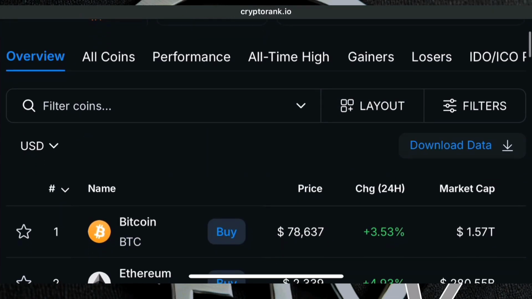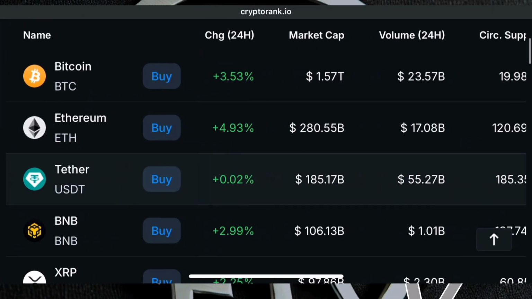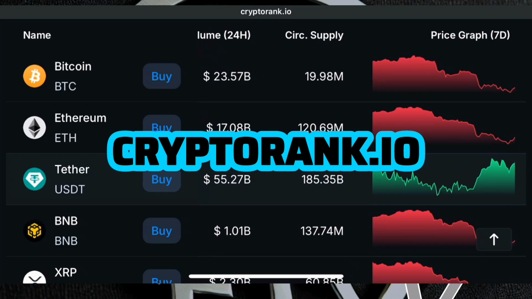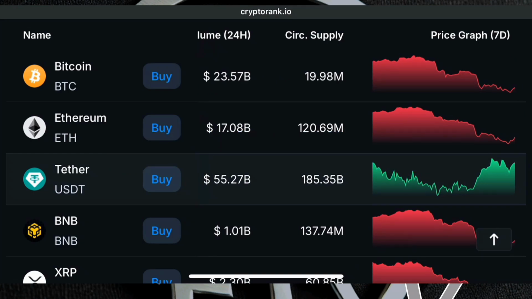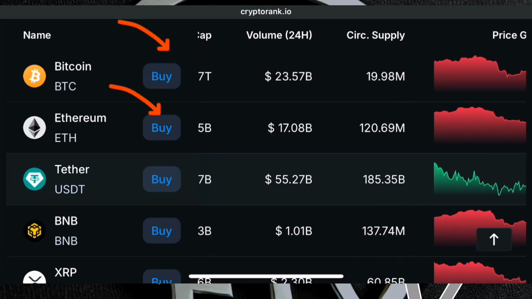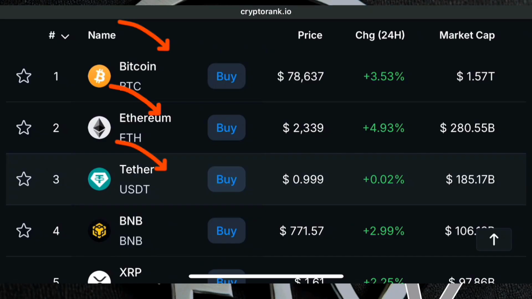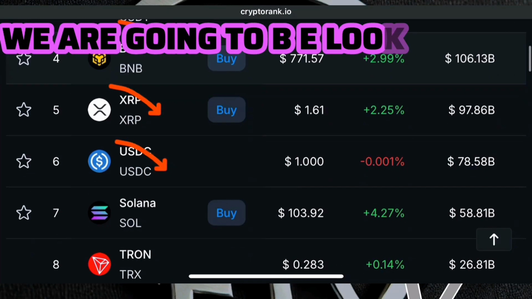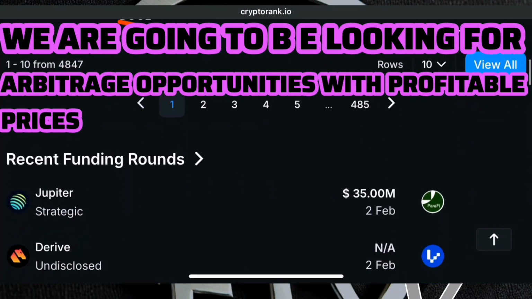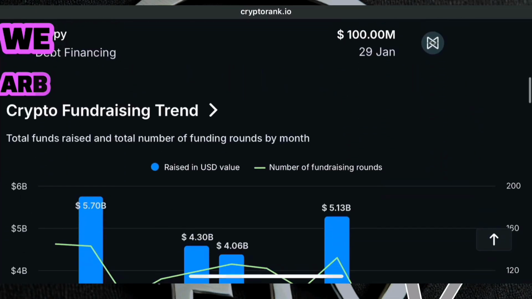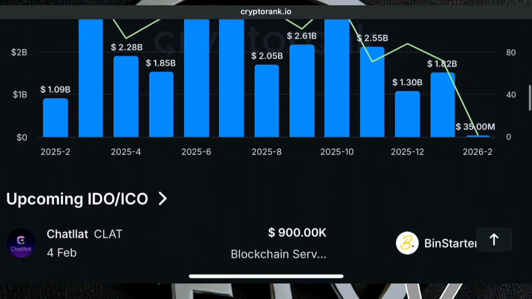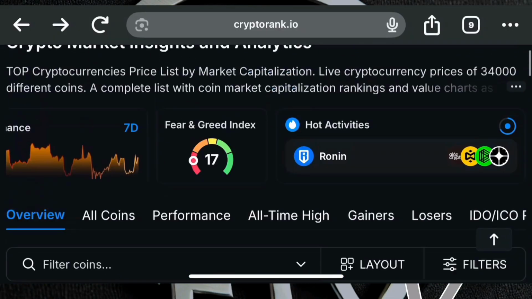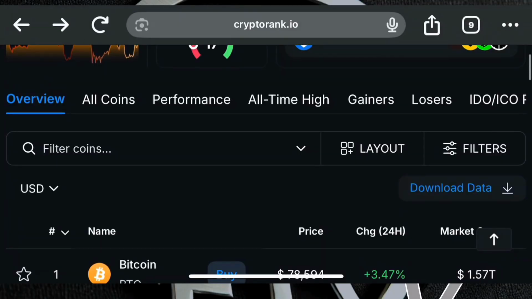But this is actually a different platform. This one is called CryptoRank.io. If you keep on scrolling down, you'll be able to see different cryptos with a lot of insights and information about them. So guys, for today we're going to be looking out for arbitrage opportunities with different prices of cryptocurrencies. If you are looking out for free crypto signals, all you have to do is select a particular crypto that you are looking for signals from.